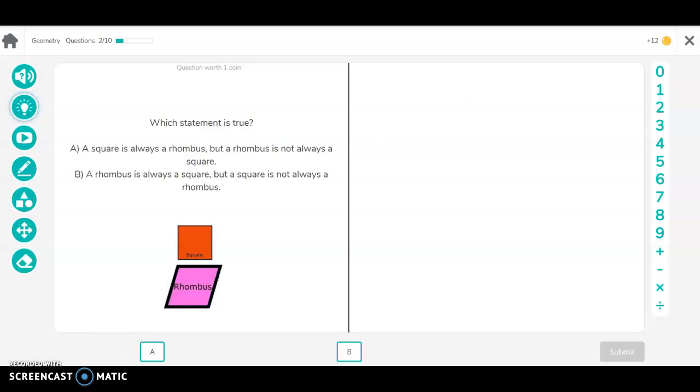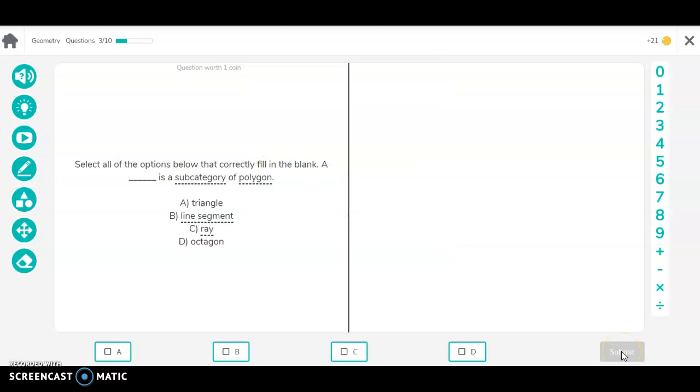You'll have to decide. So even sometimes these get me, I'm pretty sure the answer is A. Alright. Select all of the options below and then fill in the blank correctly. A blank is a subcategory of a polygon. So we need to figure out what a polygon is. It's a flat shape with all straight sides. So a polygon would be any of your 2D shapes.